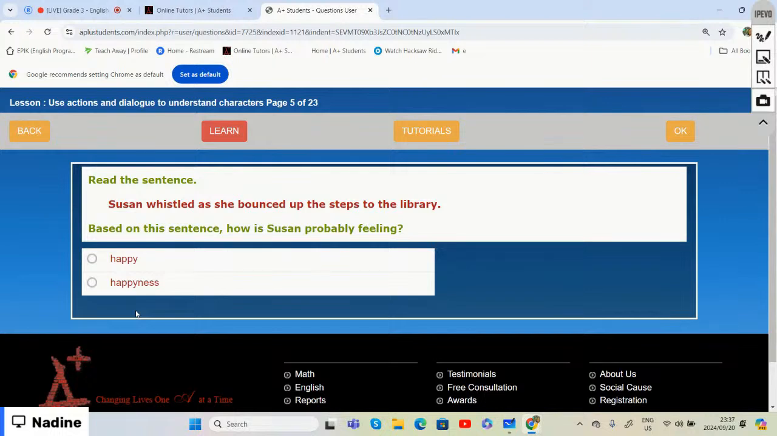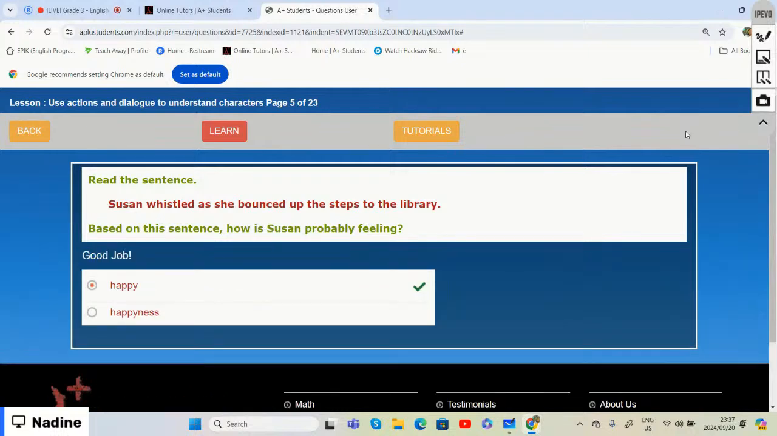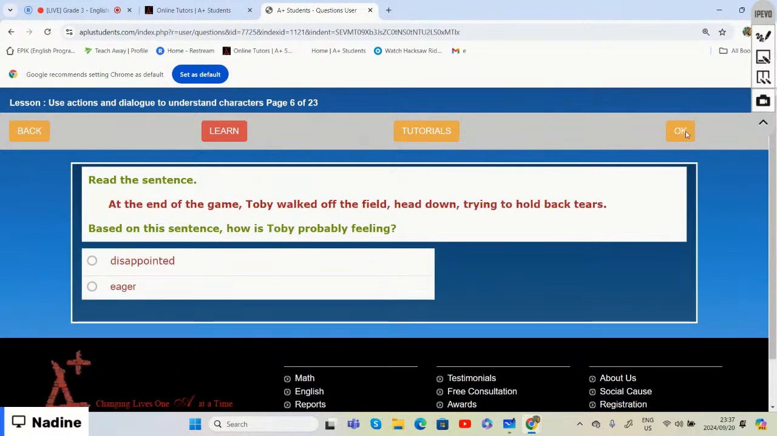All right. And if we were to say how Susan feels, then we can say she's happy because she's bouncing up and down the steps. She's whistling, which means that she is happy. So well done. Yes, she's happy. Option one. Well done.